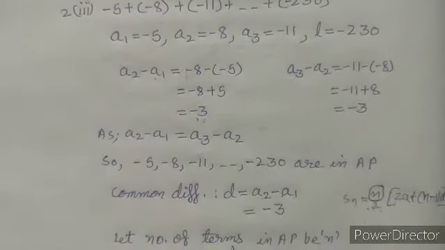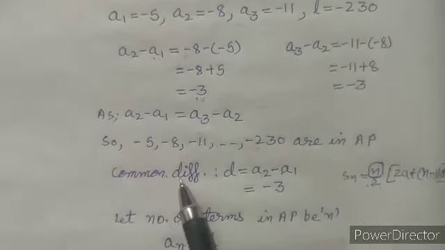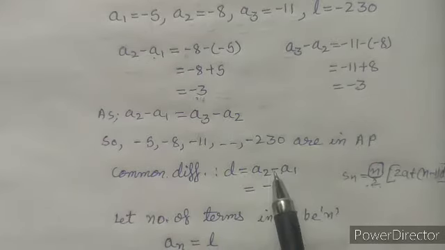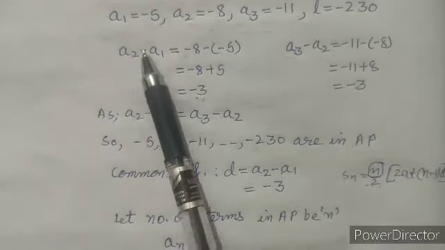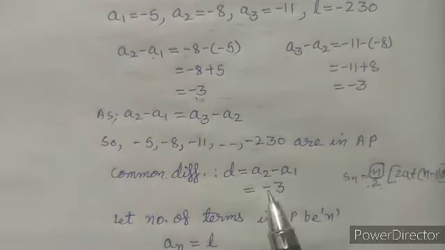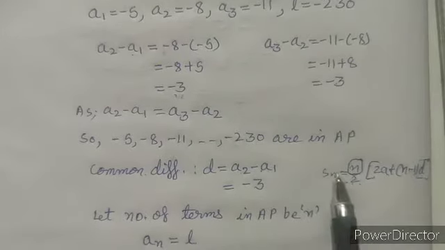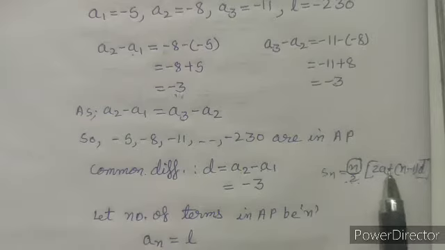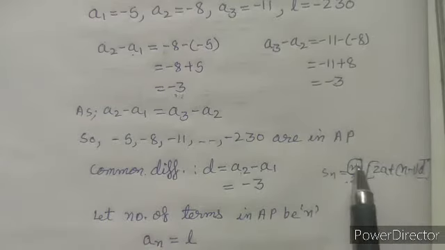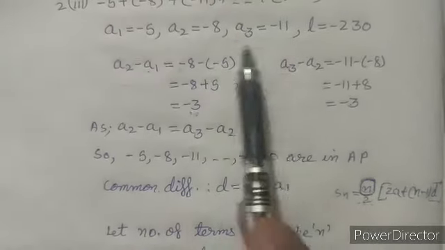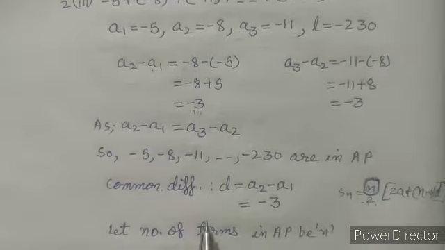Now, after this we will find out the common difference of the AP, that is d. d is equal to a2 minus a1. Now a2 minus a1 we have already found, that was minus 3. Now, as we know that the sum of n terms of an AP is given by Sn equal to n upon 2 into 2a plus n minus 1d. Here first of all we need to find the value of n, as n, the number of terms, is not given to us.